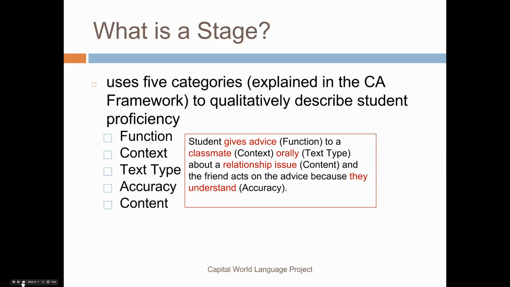Orally is the text type, so they're not writing in a letter to the editor or responding to a letter to the editor. They're actually having a conversation. The relationship issue is the content, so that gives us an idea of some of the vocabulary, for example, that the students might need to use in order to do this successfully. And the fact that the friend acts on the advice or agrees with it or disagrees with it gives us a sense of the understanding that their friend has of the advice because of how well it was communicated by the student who gave it.